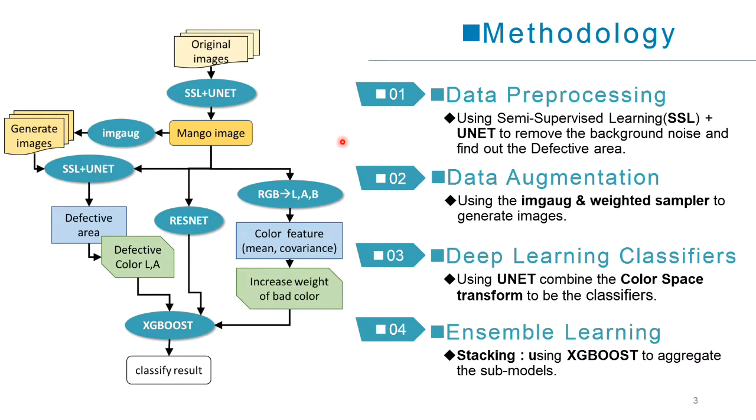At first, at the top, we can see that we input our original image and then transfer it into a Mango image. And this Mango image will let us augment our image to a larger amount. And then below, we have 3 data paths. The leftmost data path will produce a defected area of the Mango. In the middle one, we directly input the Mango image to the ResNet. And on the right-hand side, we input it into a so-called LAB model, and this model will produce a color feature and increase the weight of the back color.